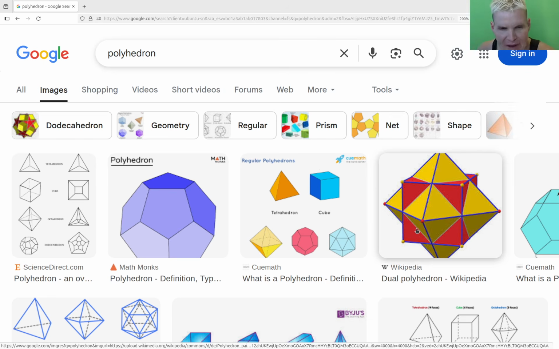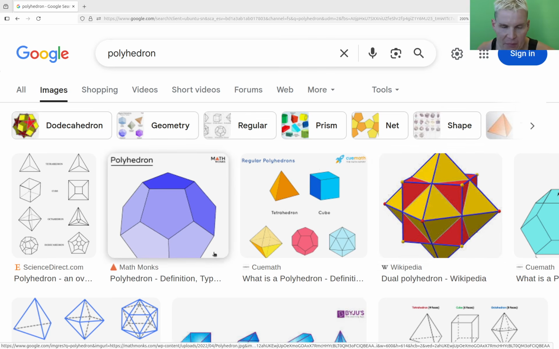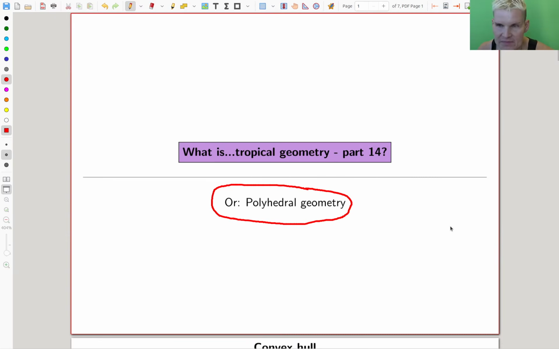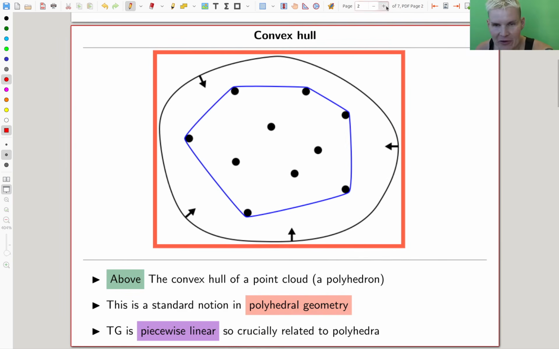And why is this related? You might wonder. Well, the Newton polygon, which I will recall for you, is essentially the polyhedron that determines the tropical varieties. Okay, so that's the relationship between the two. So whenever I say polyhedron, as I said, you should think platonic solids and friends.